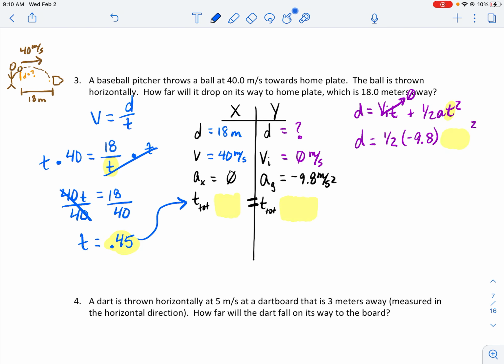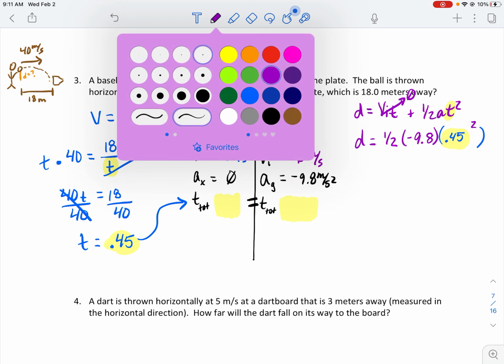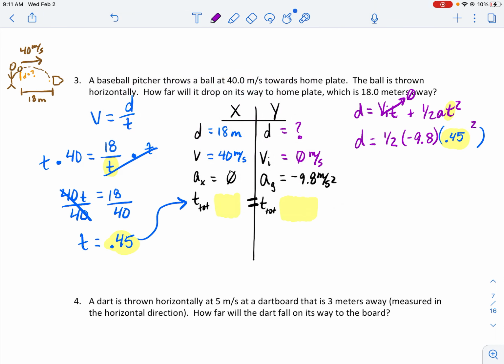So I'm going to use that here, which means I also know my total time on the vertical axis. So I'm going to plug in 0.45, and that's the value that is then going to be squared. So now I can grab my calculator and actually calculate this vertical displacement. So 1/2 of negative 9.8 times 0.45 squared gives me a negative 0.99225, and then there are more digits in my decimal.